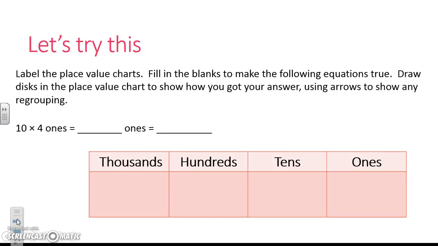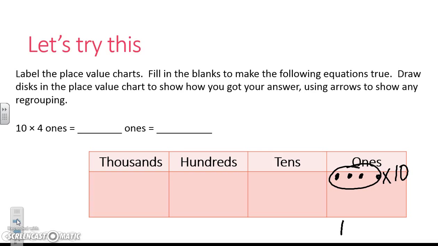So let's try this. I have 10 times 4 ones. All right? 10 times 4 ones equals how many ones? So I have 4 ones. So here's a 1, here's a 1, here's a 1, here's a 1. And I'm going to multiply each one of these ones by 10. Sorry, it's 10 times 4 ones. So every one of these ones, I'm going to multiply by 10.